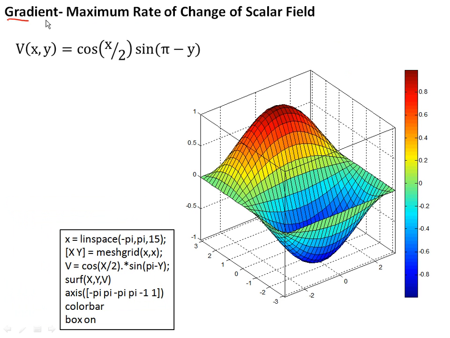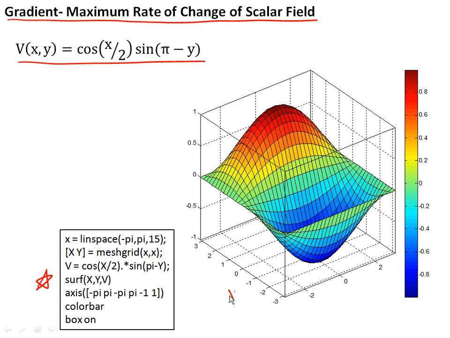It turns out the gradient gives you the maximum rate of change of a scalar field, or the maximum rate of change in a particular direction. So to illustrate this idea of gradient, I've used MATLAB to create a scalar field. This is the function I used, essentially mapping a value that I'm going to call v at every point in x and y. This is the MATLAB script I used to create that. You can type this in and do it yourself fairly easily.